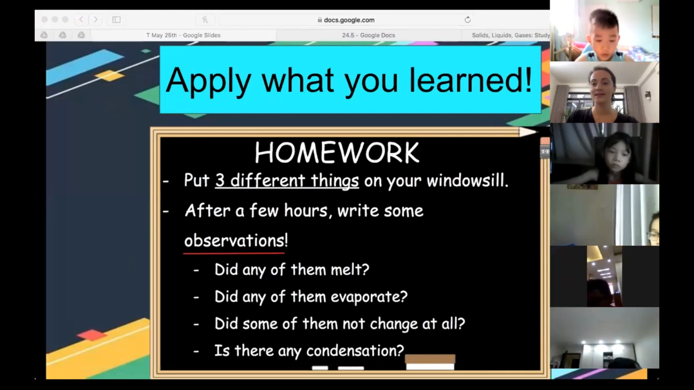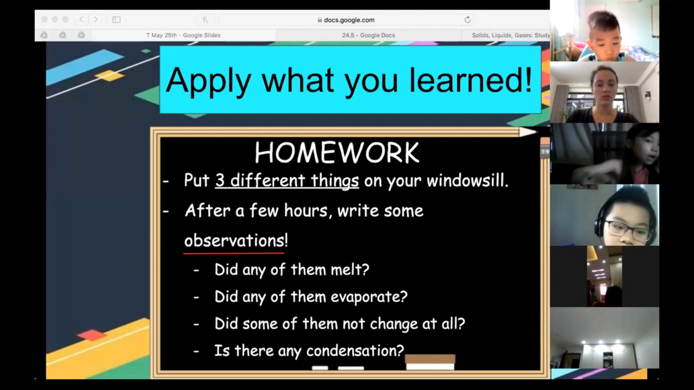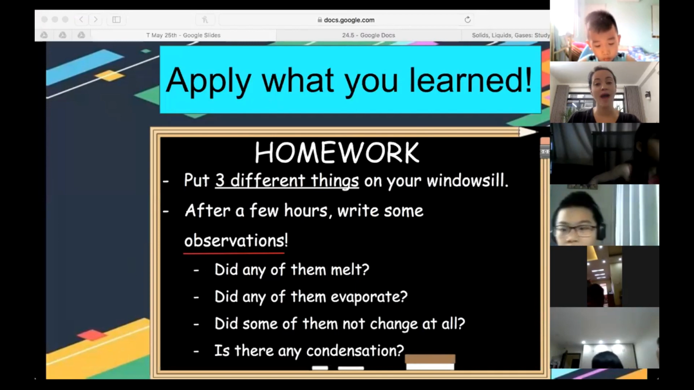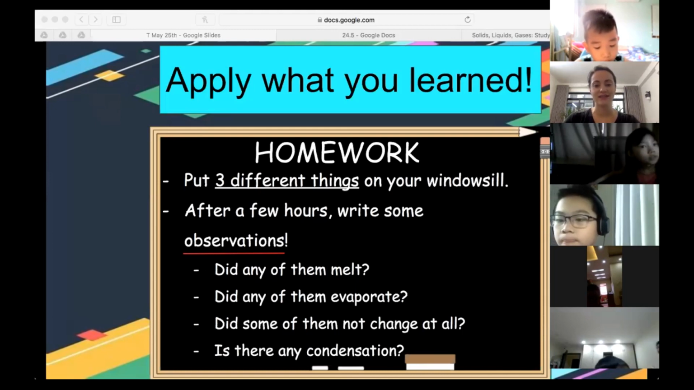Any questions? Yes, Moon? My house cannot put anything on the window because at my window I have all the plants already. Okay, if you can't put it by the window, just put it on a table and see if anything changes. Okay?